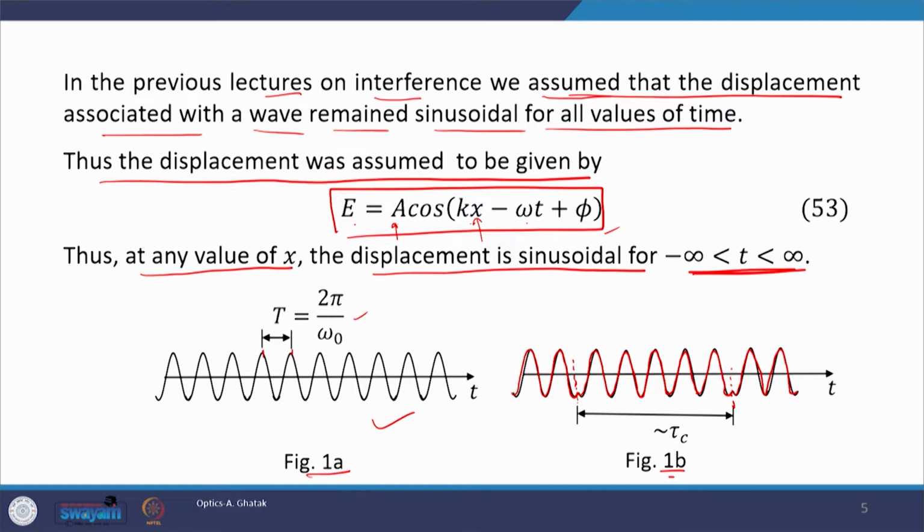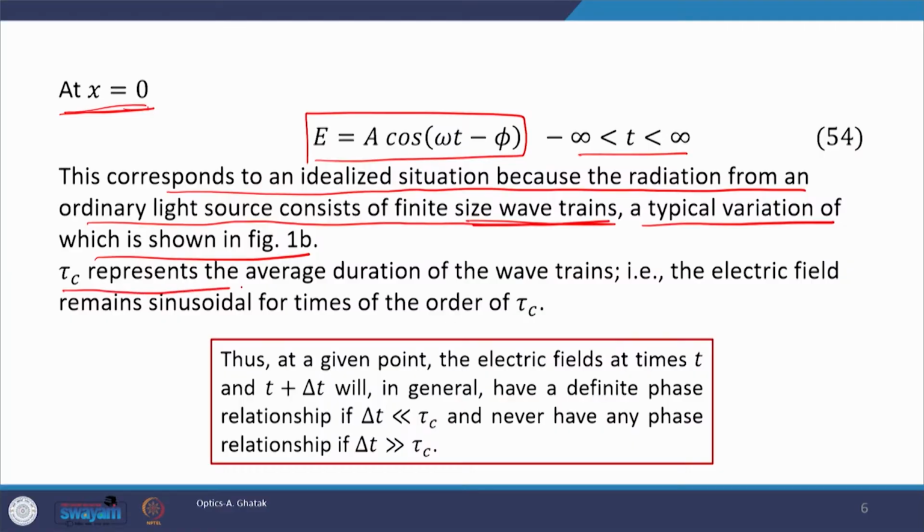Okay, then here we see there is a phase jump, an abrupt change in phase or abrupt change in the amplitude. Now, the time during which the wave maintains its sinusoidal nature is given by tau c, and this one set of wave is called a wave train. Now, tau c represents the average duration of the wave train, that is, the electric field remains sinusoidal for times of the order of tau c.